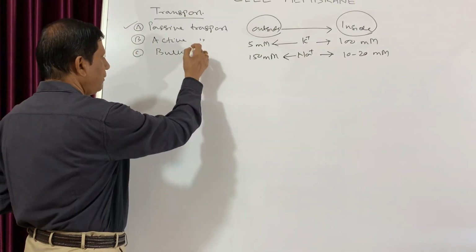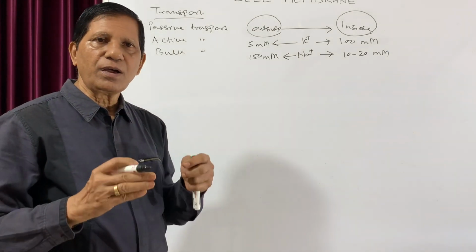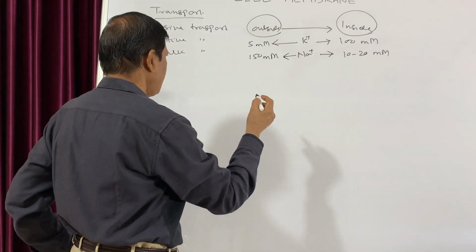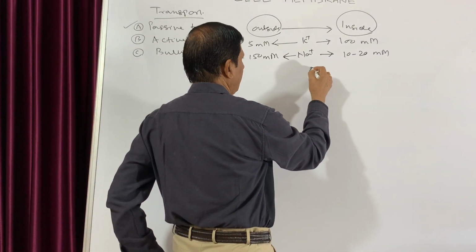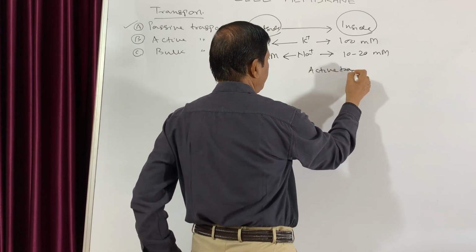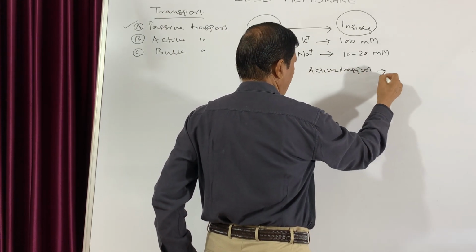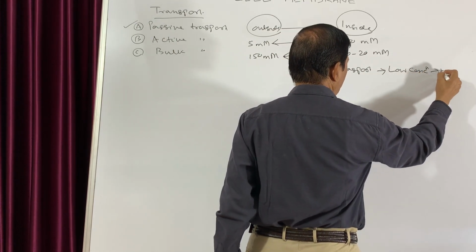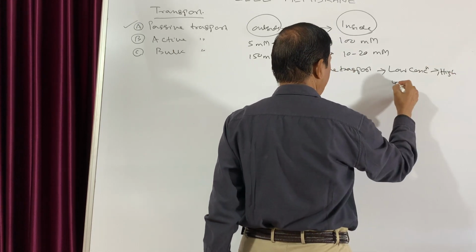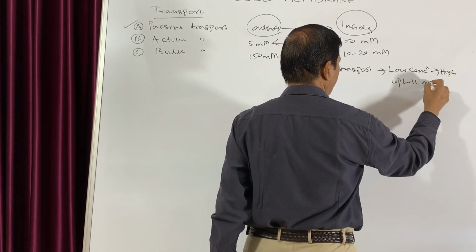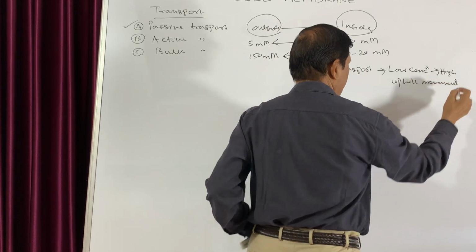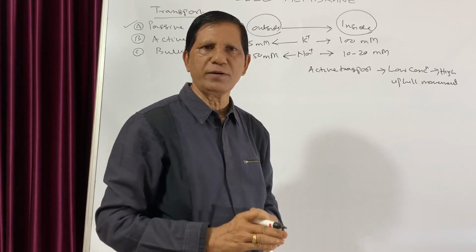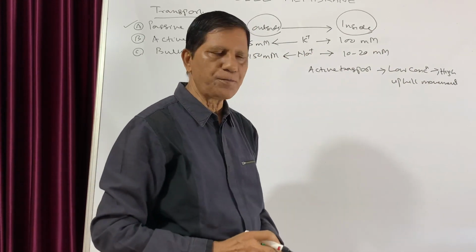So in active transport, what happens? Let us discuss the different factors in active transport. In active transport, the most important thing is that from low concentration, substances can move to high concentration. That means uphill movement. The ions can move from low concentration to high concentration. That is uphill movement, as we have seen here.